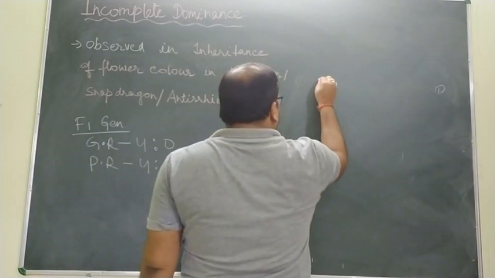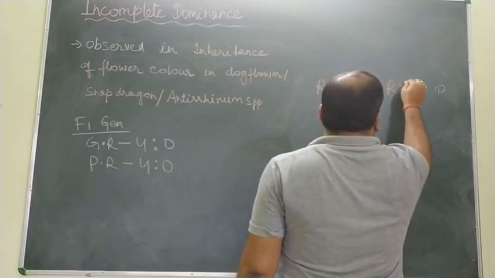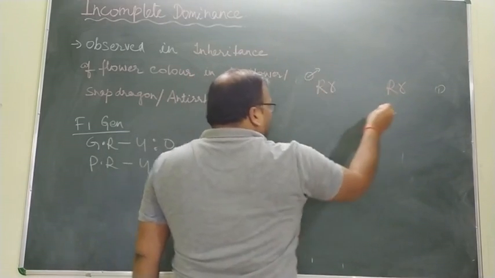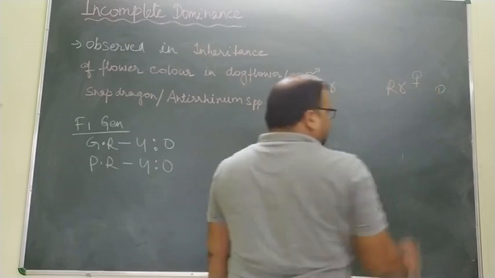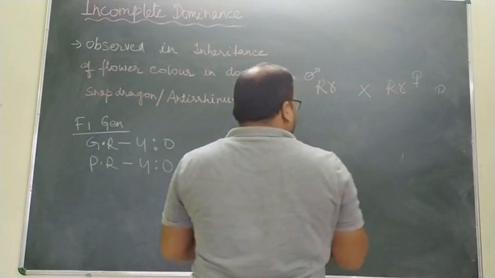Suppose these are plants, capital R, small r, capital R, small r. These are the plants of F1 generation. This is a male plant and this is a female plant. The same process will repeat. The crossing takes place.